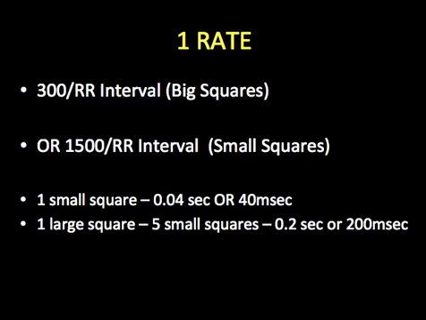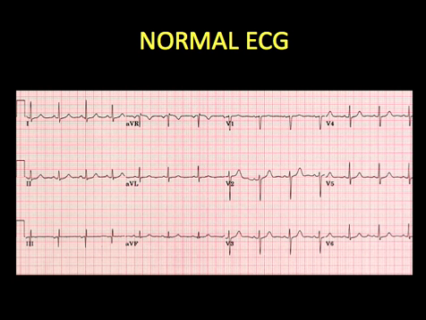So the formula to calculate the rate is 300 divided by the RR interval in big squares. So for example, in this ECG there are 3 big squares. So divide 300 by 3. The rate is about 100 beats per minute in this ECG.